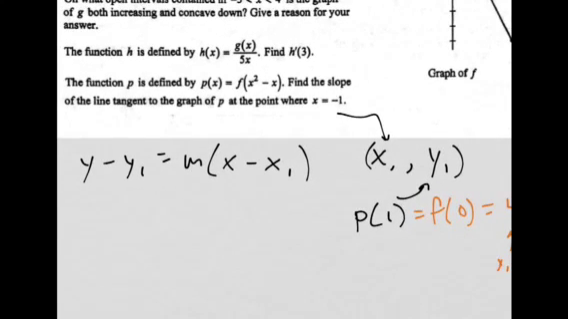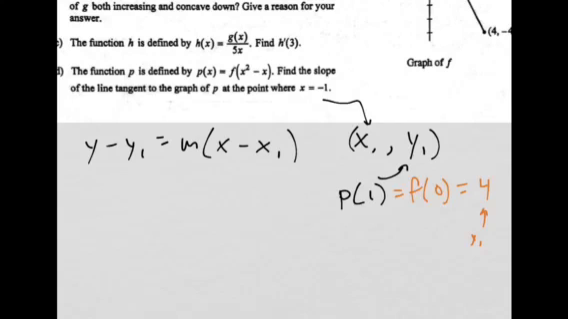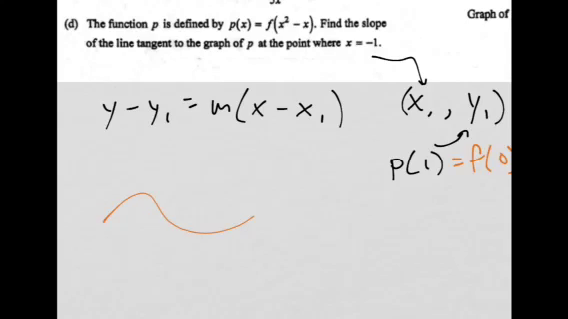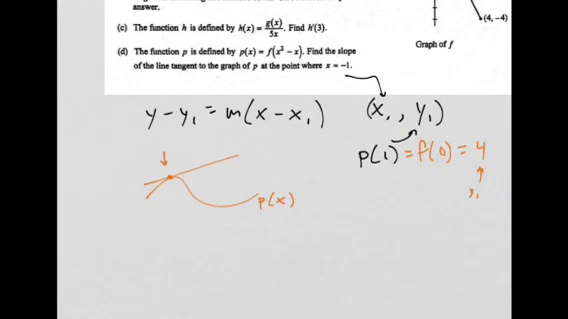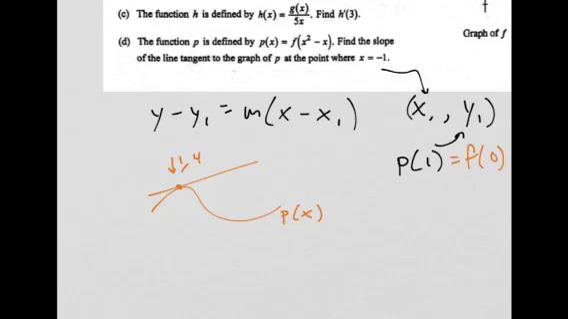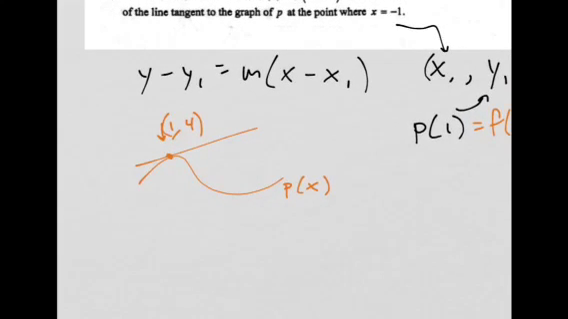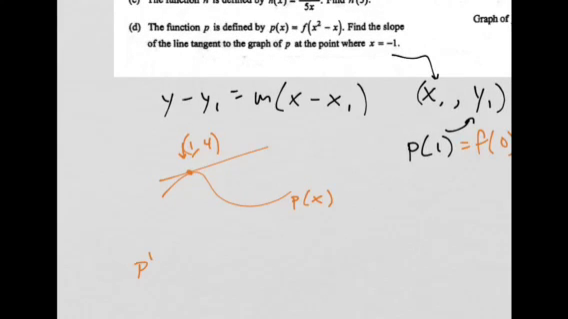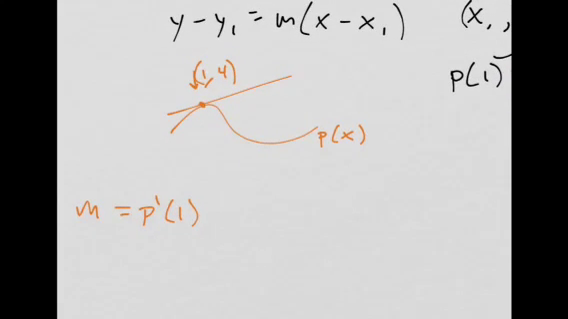Because I need to find a point on this line. So the tangent line to the graph, say p of x, I don't know what it looks like, but say p of x looks like this. The tangent line would be like that. And a point on that line would be 1, 4, right? And so we're going to use that, and we're going to have to find the slope of that. So let's find the slope. The slope would be just the derivative, p prime of 1. That would be the slope of p at x equals 1.